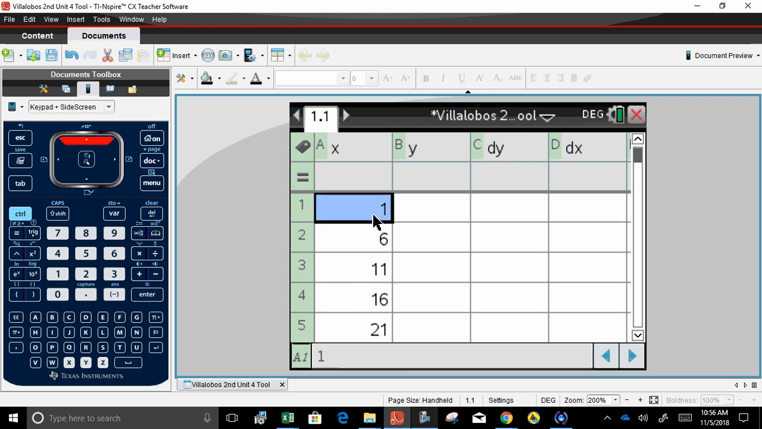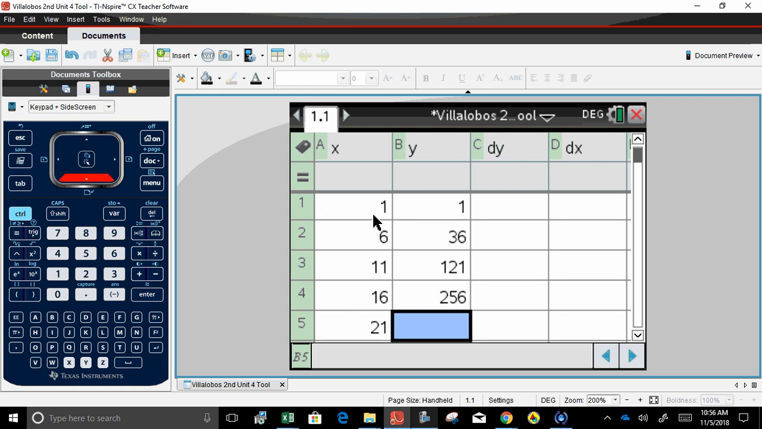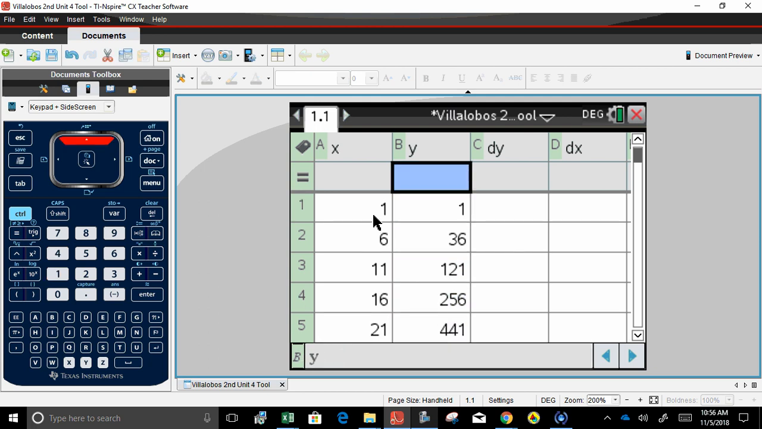Now I need the other data. Who has it? Can you just read it to me? 1, 36, 120, 256, 441. These look familiar. These are squares, right? 6 times 6 is 36, 11 times 11 is 121. I think this is going to be quadratic. Just guessing, but I'm not supposed to know.